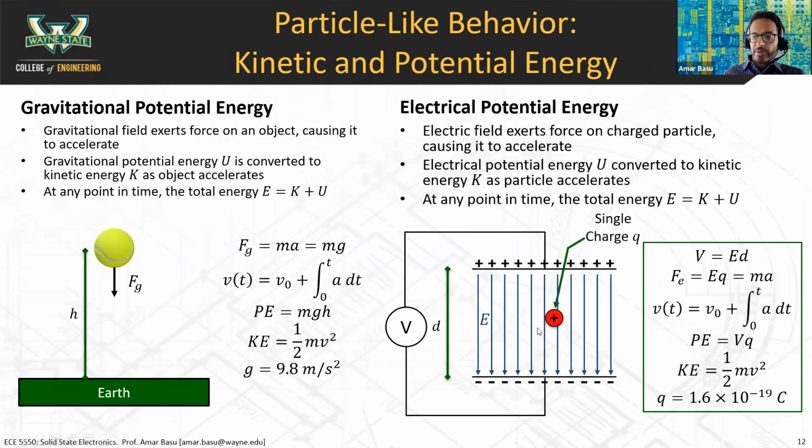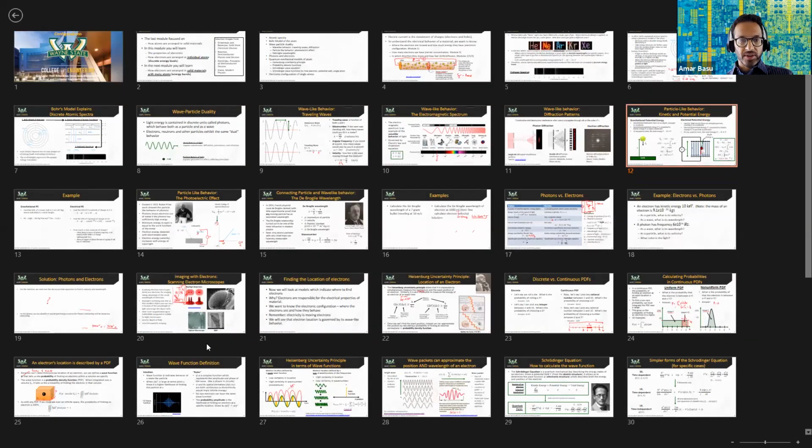In the electrical example, just to remind everyone, the potential energy is voltage times the charge. Imagine that you have a charge in a parallel plate system where there's an electric field. That electric field accelerates the charge. And as the charge accelerates, some of this potential energy is converted into kinetic energy, and that kinetic energy is 1/2 mv squared. Total energy is equal to kinetic plus potential, and that's what the Schrodinger equation starts off with.